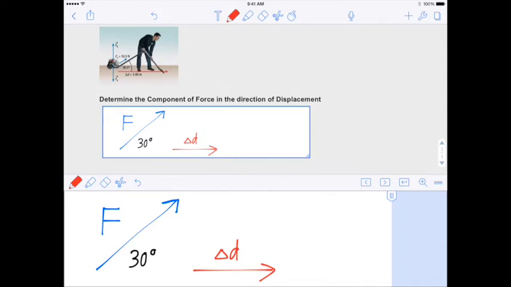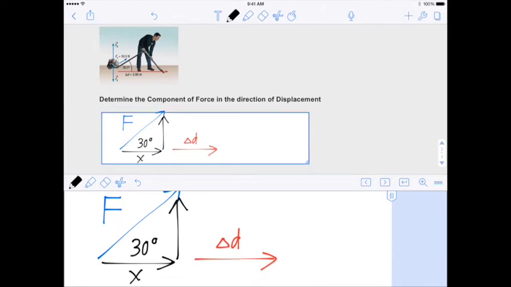So what we need to do is break this force up into two component vectors and choose the component vector that is in the same direction as the displacement. So we could have this component and this component. We'll call this one horizontal x and the vertical y. So which of x and y is in the same direction as the displacement? X. So we need to determine the magnitude of this component, the x component.